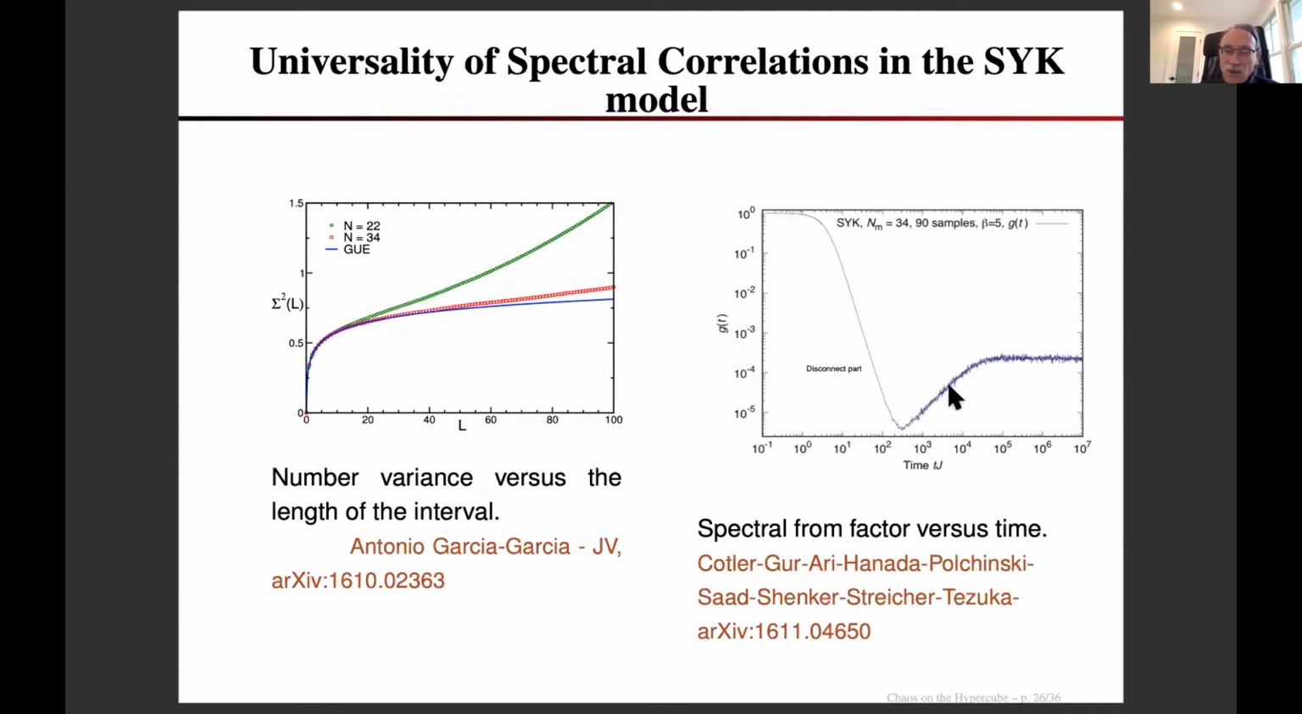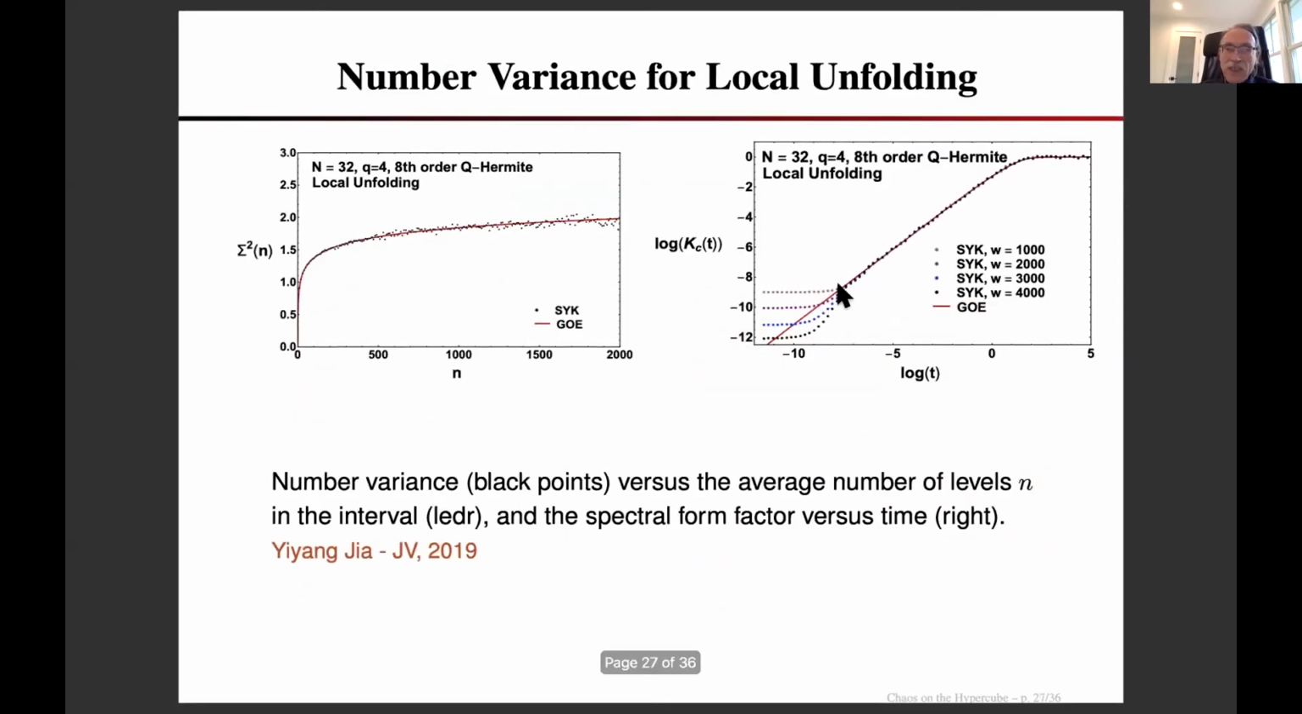Then there is what these people call the ramp. The ramp is this piece. And this peak is not in this figure. This is the disconnected part of the correlation function. It is huge, and we always subtract that. And if you subtract that, which I did here, it goes away completely, and you find agreement with random matrix theory up to very small times and very small values. In the previous figure, this went all the way up to the ceiling.